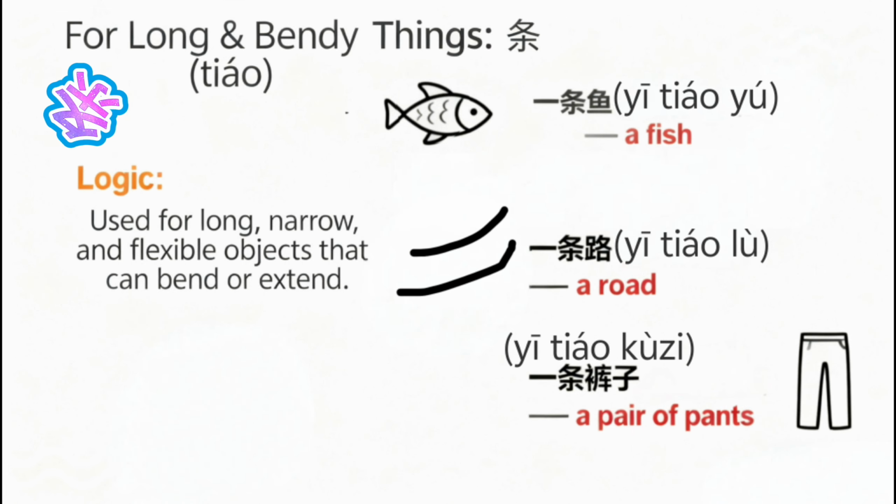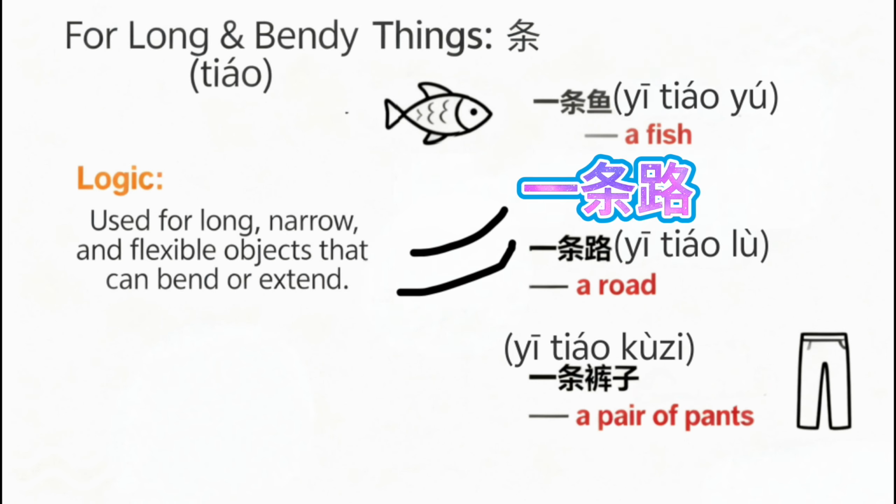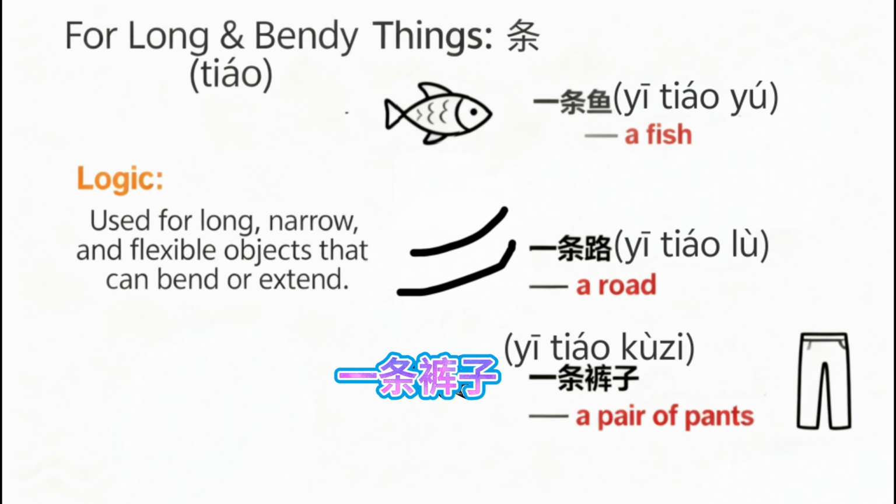Number 3, tiáo. The logic is that it is used for long, narrow objects that can typically bend or extend. Let's see the English comparison. 一条鱼, a fish. 一条路, a road. 一条裤子, a pair of pants.